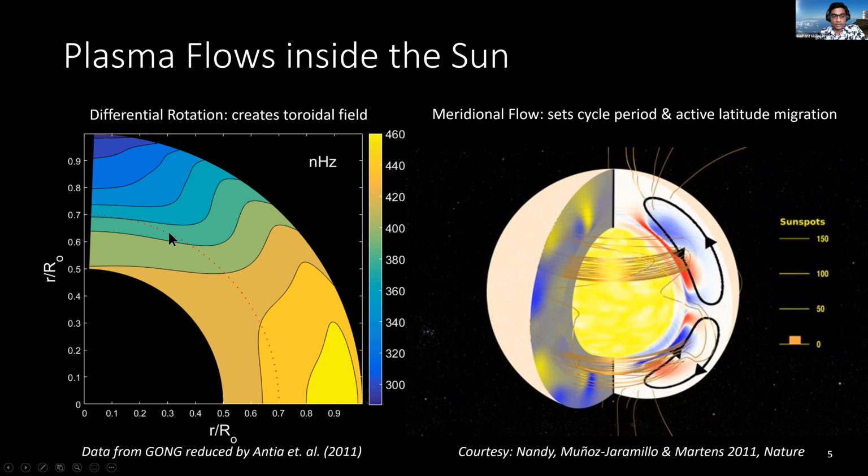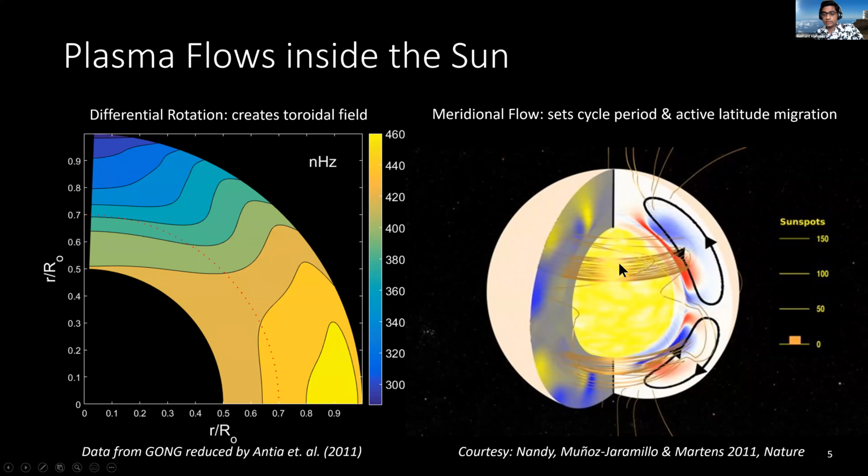The red dots here indicate the region between the radiative zone in the interior and the convective envelope. That region is called the tachocline, and it is usually defined as a high shear region where the differential rotation changes more rapidly.